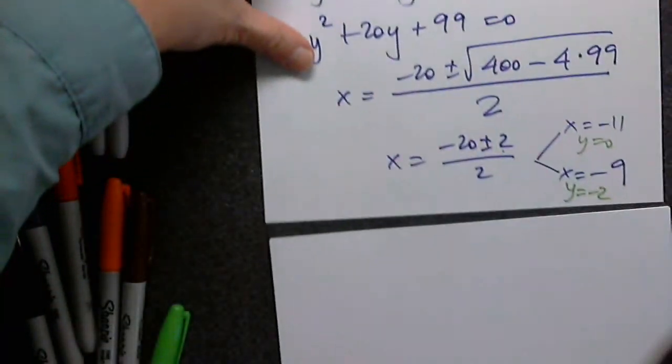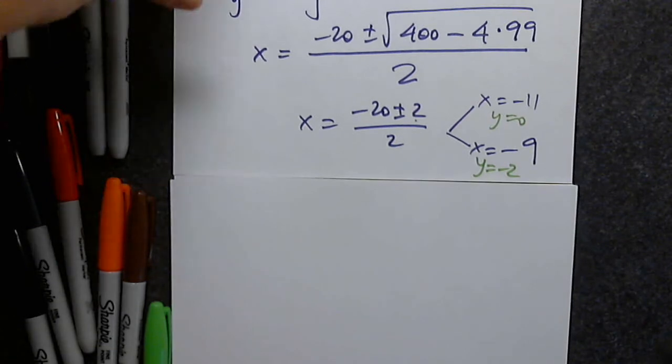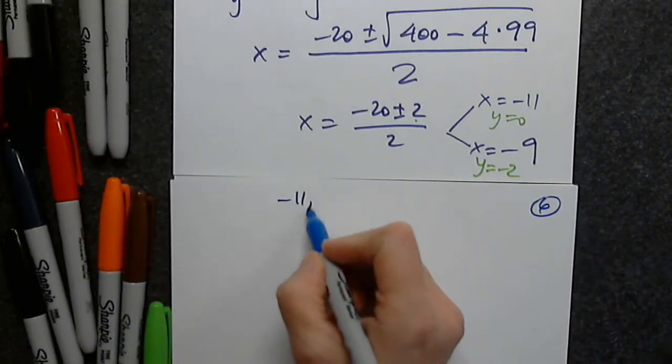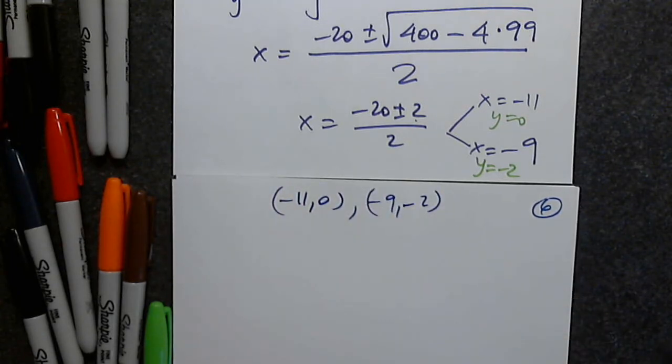So please, unless you run out of time on a test, which I don't think is going to happen, but just in case, please always go back and check. So negative 11, 0, comma, negative 9, negative 2.